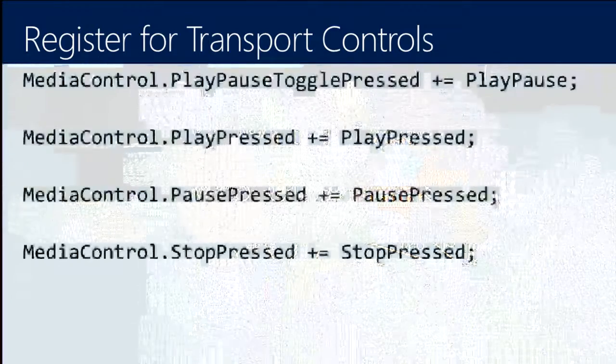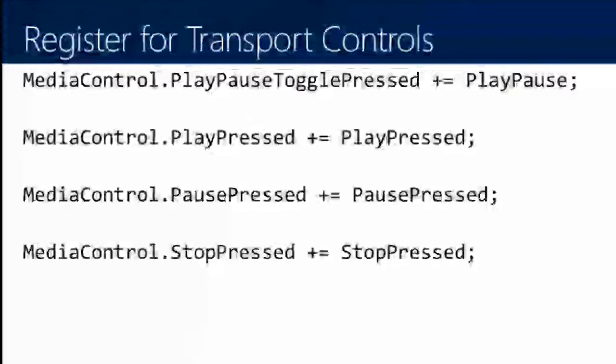Doing it from the XAML side is nothing more than adding some event handlers. There's a static class called MediaControl in the Windows Media namespace, and it gives you direct access to the transport control. If you assign event handlers to each one of these functions, it will light up those features for you. These four I have here, the play, pause, and stop events, are the required ones to play audio in the background. If you don't assign event handlers to all four of those, your audio won't play.